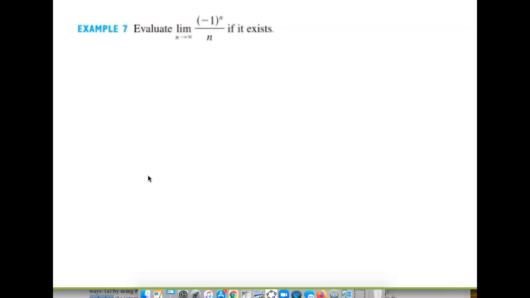All right, so evaluate the limit of -1 to the n over n, if it exists, as n approaches infinity. Well, if we look at the first few terms, the first term is going to be -1. The second term is going to be +1/2. The third term is going to be -1/3. Fourth term is +1/4, and so on and so forth. So this is called an alternating sequence.